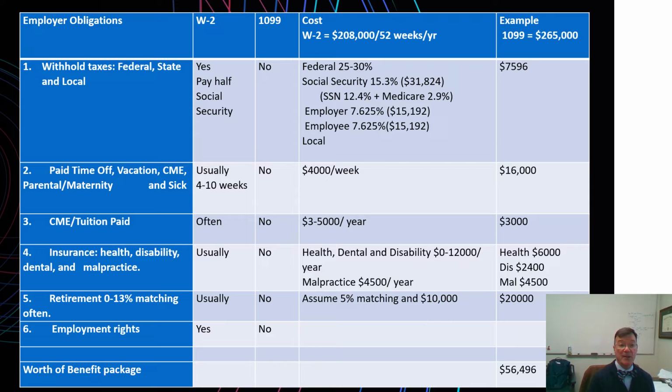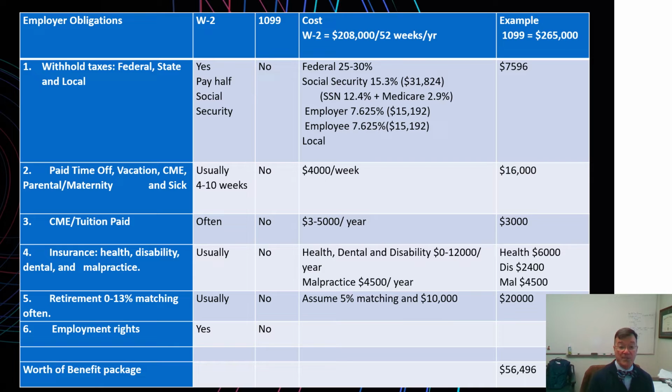Another benefit of being an employee is that you will typically get some tuition paid. This may not be a lot. It may be. It varies from employer to employer. I say the average is $3,000 to $5,000 a year, and I took $3,000 to add into our 1099 income for this scenario. Again, as an employer, you're obligated to provide some sort of health benefits to your employee.